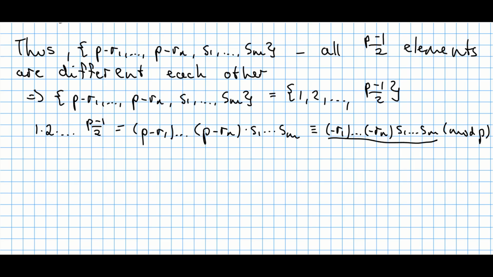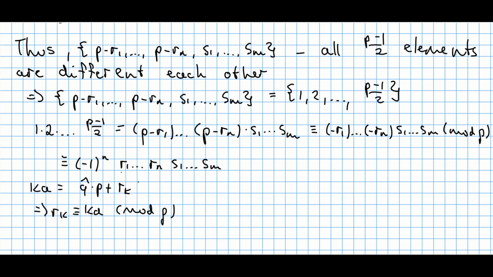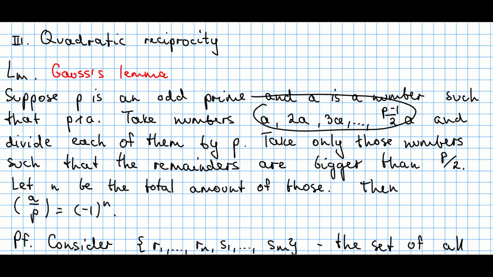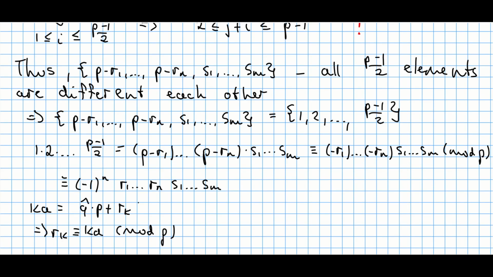Now let's rewrite this equation a little bit. First of all, we have n minus signs, so this is just negative 1 raised to the power of n, and then we multiply all the remainders we have here. Recall that each r you can get from dividing the element ka by p. This ka belongs to the family of those numbers. Just recall this. After dividing this by p, we get that ka is equal to this q times p plus rk, but in the world of modulo p, this rk is just the same as k times a.